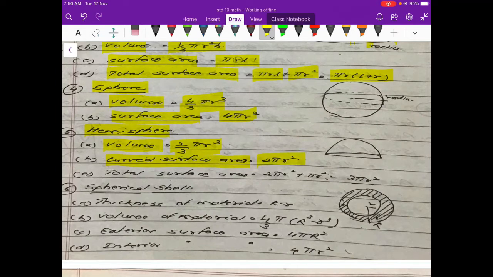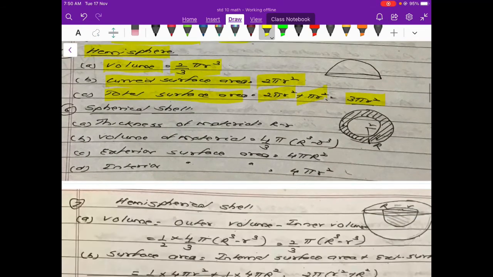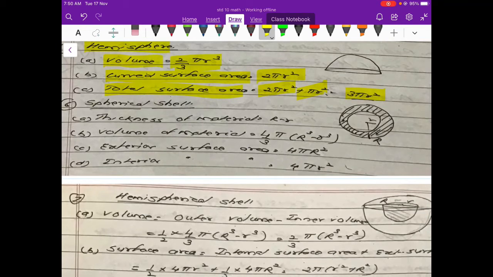If we want the total surface area of a hemisphere, it is the 2πr² of the curved surface area plus the base. The base of a hemisphere is again a circle, so it becomes πr². So 2πr² plus πr² will give us 3πr². Next you have a spherical shell. Spherical shell means here the inner shell and the outer shell. So how is the thickness? Thickness will be just the outer radius minus the inner radius.